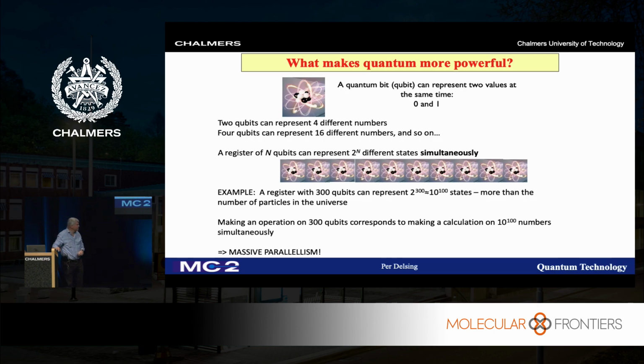And so just to point that out, 10 to the 100 is much more than there are particles in the universe. So even if you collected all the particles in the universe and built your own hard disk where every particle represented a bit, then you could not store as much information as you could handle with 300 qubits. That's amazing, isn't it?